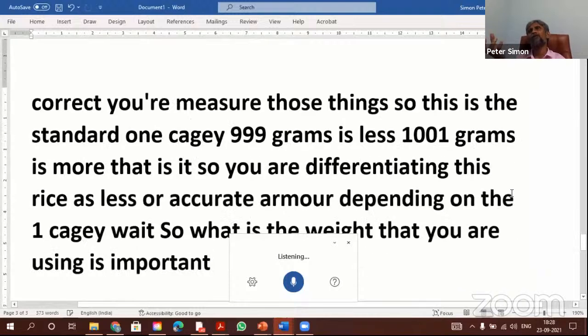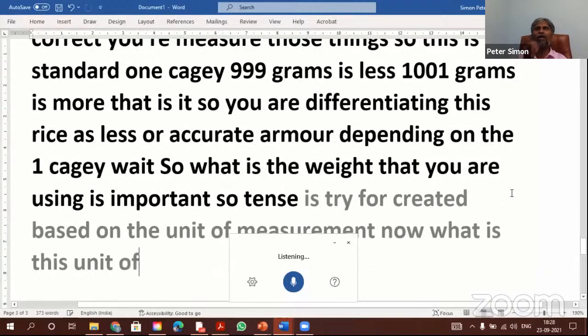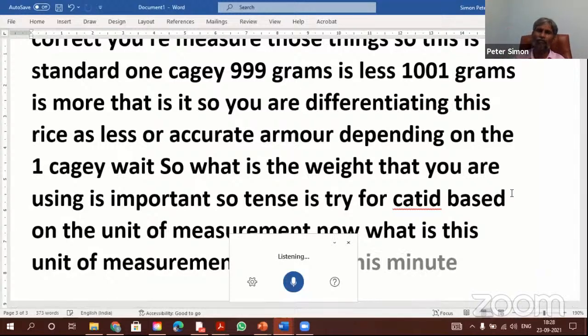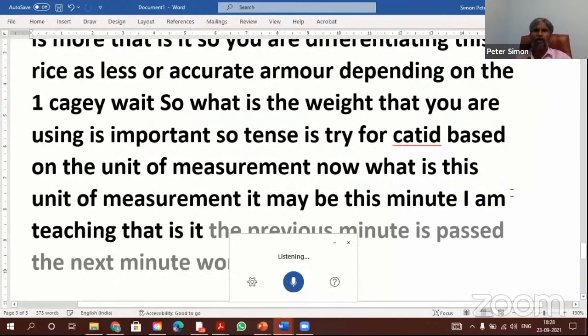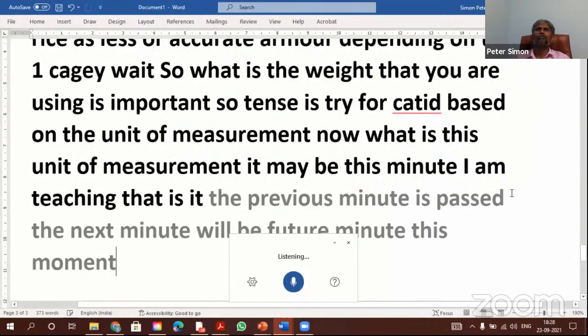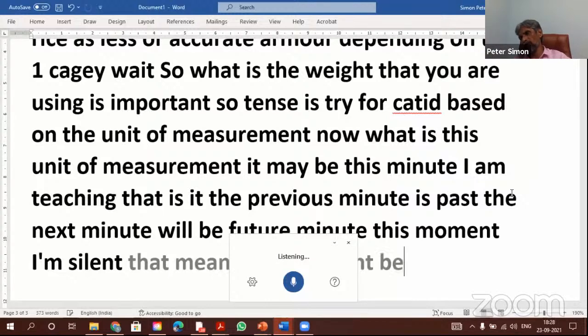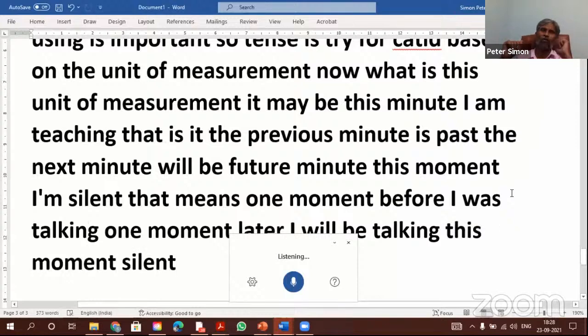So tense is trifurcated based on the unit of measurement. Now, what is this unit of measurement? It may be this minute I am teaching. That's it. The previous minute is past. The next minute will be future. This moment, I'm silent. That means one moment before I was talking, one moment later I will be talking. This moment, silent. So it is based on moment.